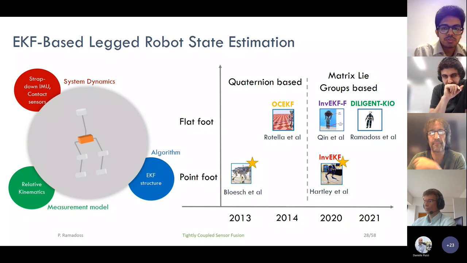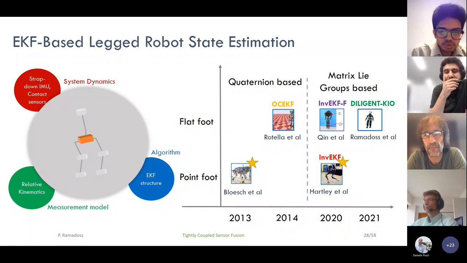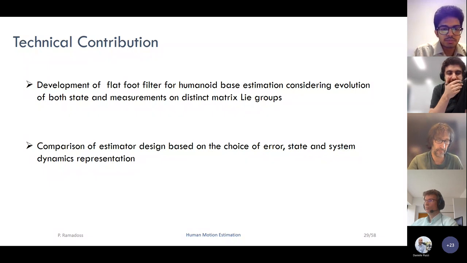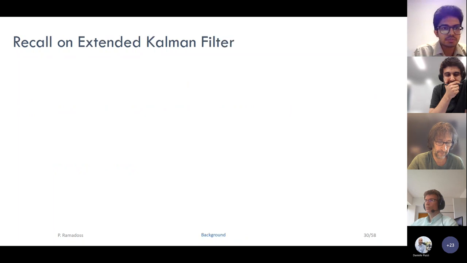And what we proposed is, in comparison with the existing estimators, we use a state representation and also measurement representation evolving on matrix Lie groups. So here, we propose a development of a flat foot filter for humanoid-based estimation, considering evolution of both state and measurements on distinct matrix Lie groups. And we also perform a comparison of estimator designs based on the choice of error, state, and system dynamics representation.